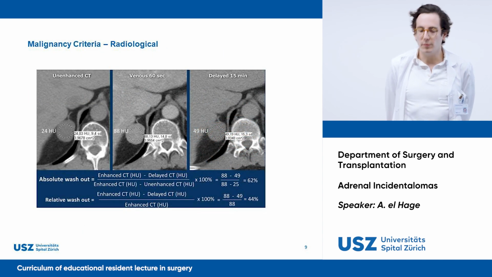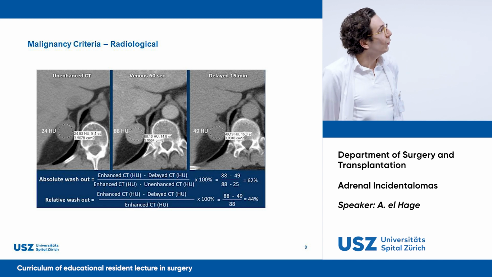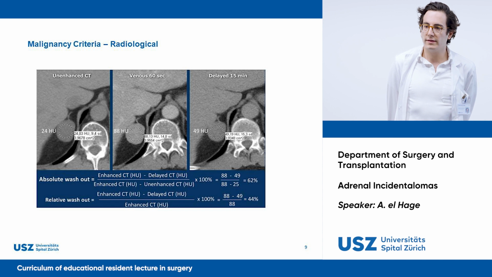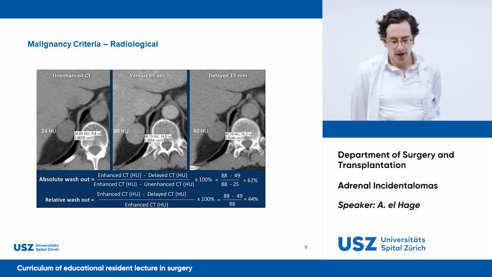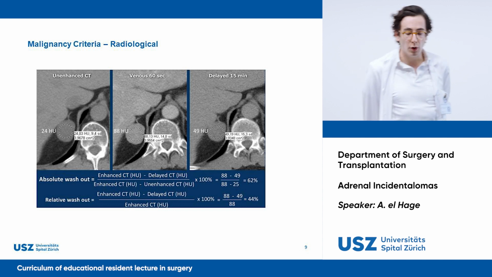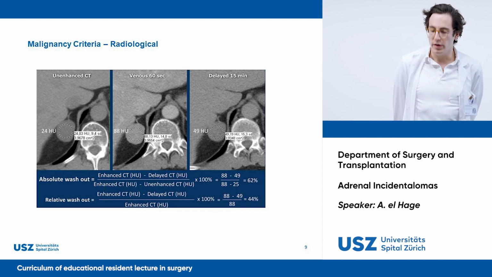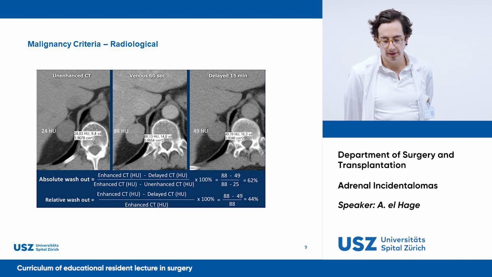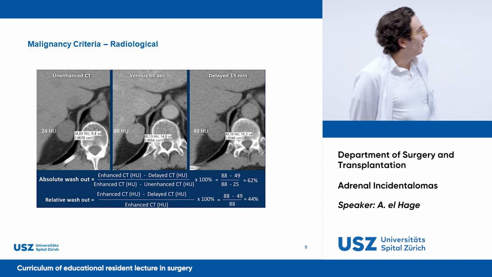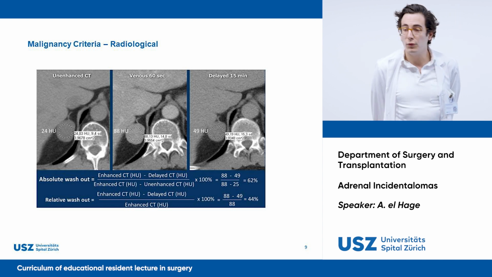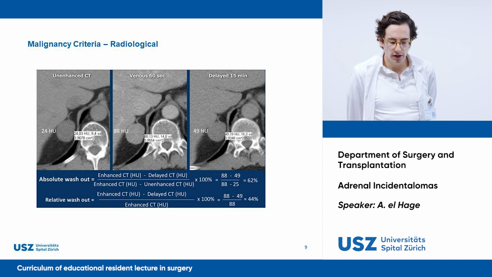Now, how do you assess malignancy? Well, on one hand, you have the radiological criteria. You can look at the Hounsfield units. In a non-contrast CT, anything that has a Hounsfield unit below 10 is probably going to be benign. And as you also look at the washout on contrast CTs, which have an absolute and relative washout of respectively 60 and 40%, are going to be most probably benign.